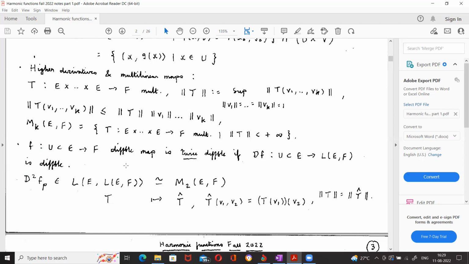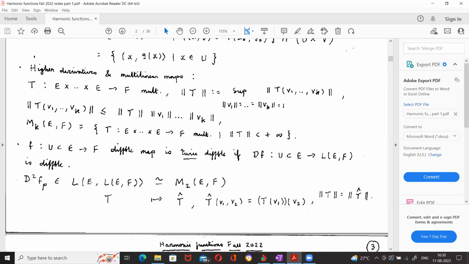In that case, the second derivative of f at p is defined to be the derivative of this map Df at the point p. So Df is a map from an open subset of E to the vector space L(E,F). Its derivative is going to be a linear map from E to the vector space L(E,F). So by definition, the second derivative, d squared f at p, is a linear map from E to L(E,F).